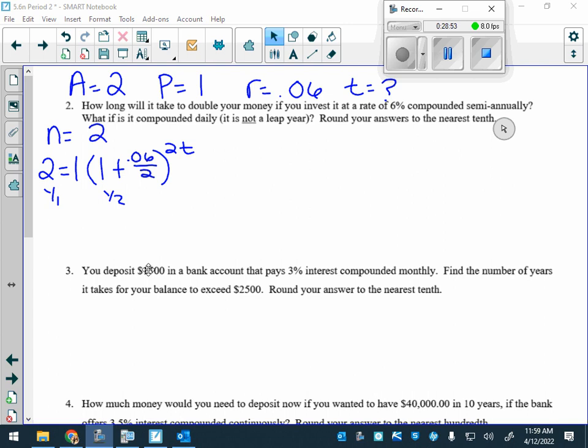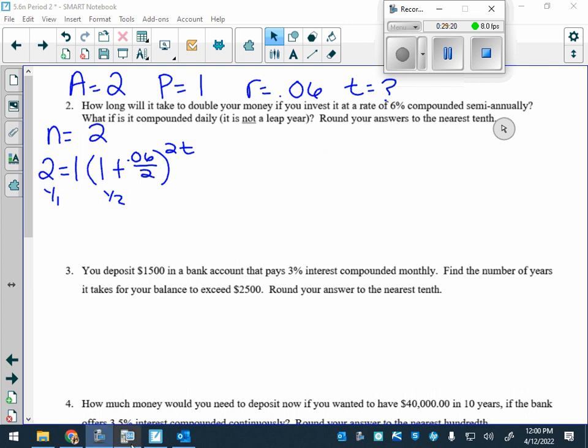Before lunch, we left off at setting these problems up in terms of how long will it take. We're always looking for the time, anytime it's saying how long. Okay. So we have 2, and if they don't give you any dollar amount, $1 is always your principal that you start with. If it says triple your money, this would be $3. It's just easier to deal with.